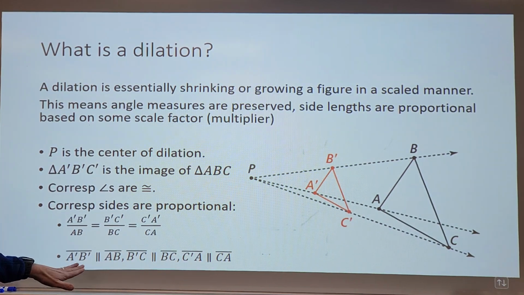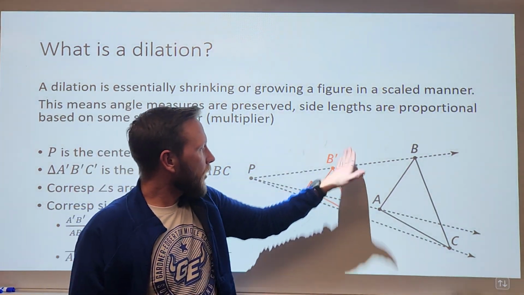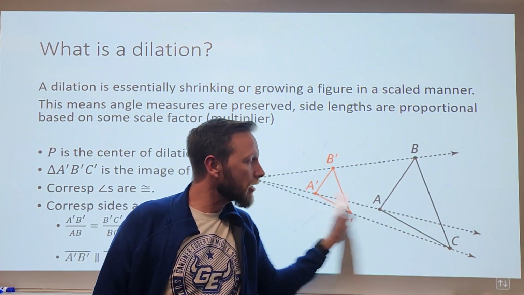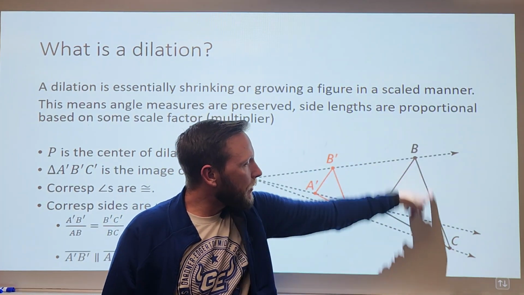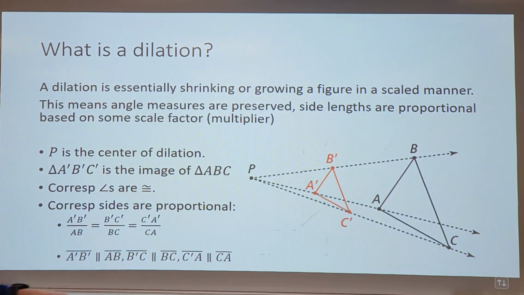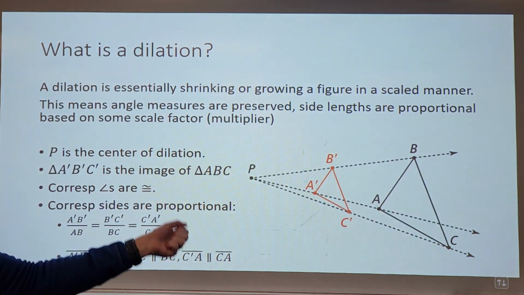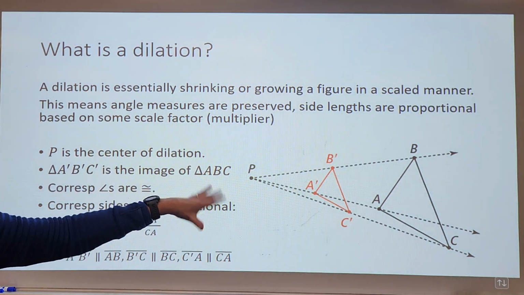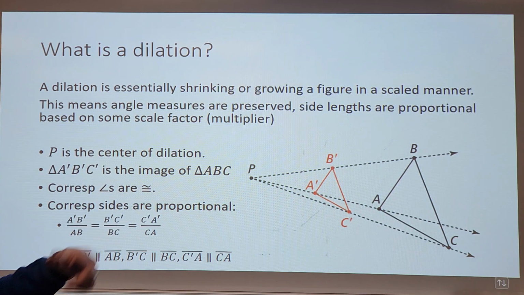These segments, A prime B prime and AB, these segments are parallel. A prime C prime and AC are parallel. B prime C prime and BC are also parallel to each other when we've done a dilation in the coordinate plane. So our first two lessons, we're going to be working in the coordinate plane. We're going to have a center of dilation, etc.